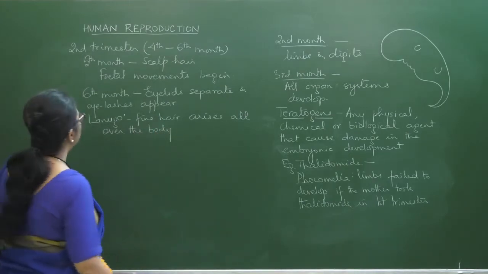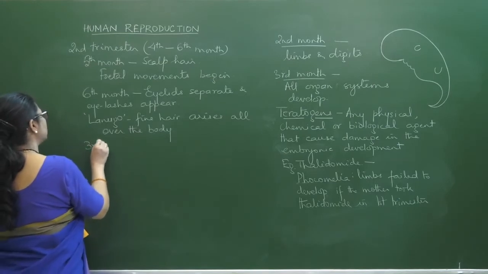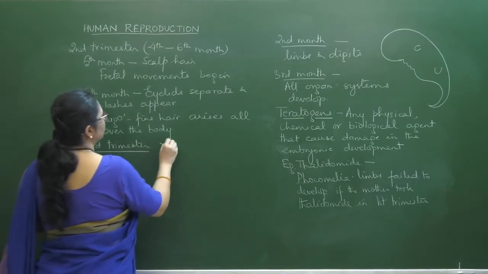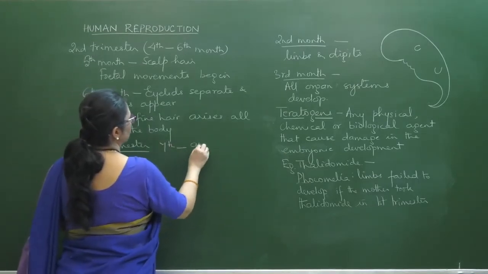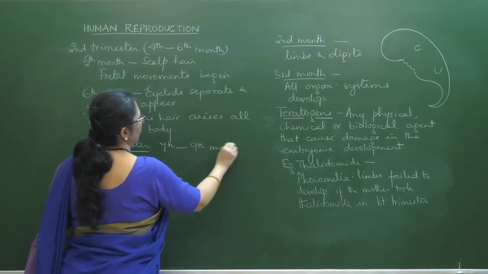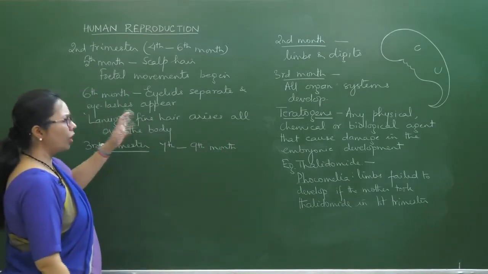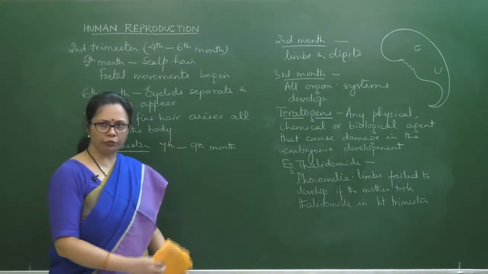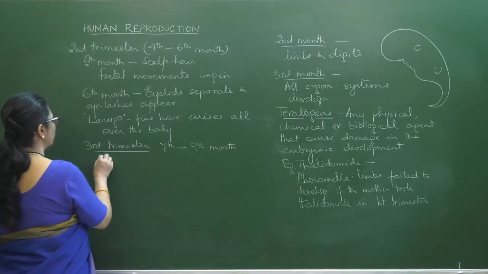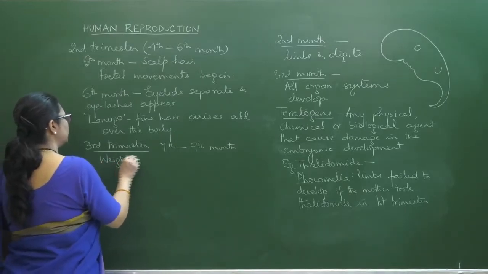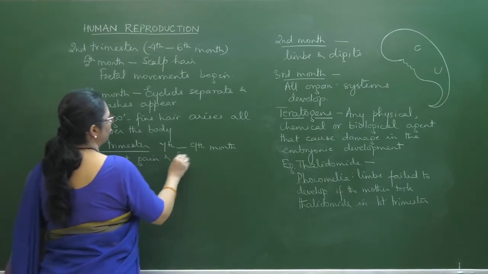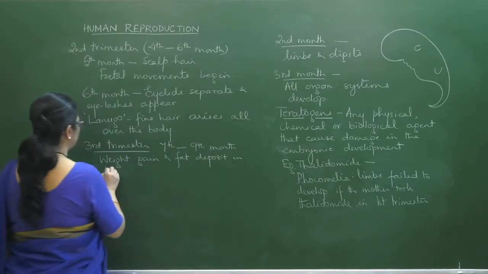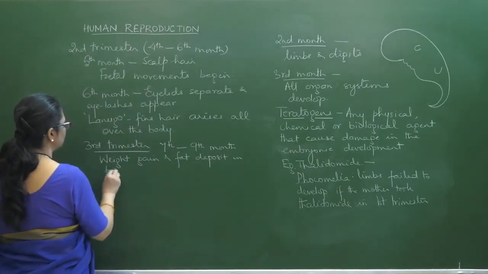Okay, that is there. Then coming to the third trimester, that is from 7th to the 9th month. Now in this, all organs have already been formed. Only thing is the baby gains weight, more fat is deposited. So weight gain and fat deposit in babies, or in fetus rather, I should write.